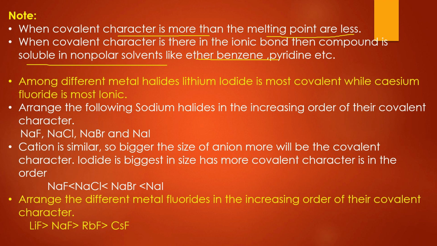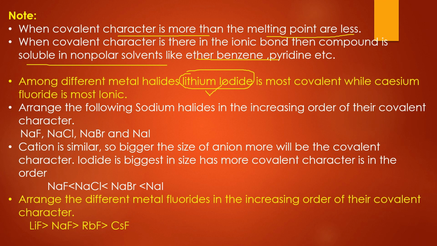Now let us take some examples of how Fajan's rule works among different metal halides. Different metal halides means, if we talk about the first group, like lithium chloride, lithium bromide, lithium iodide, then next sodium chloride, sodium bromide, and so on. For all the metals of the first group, if I talk about different halides, then lithium iodide is the most covalent.